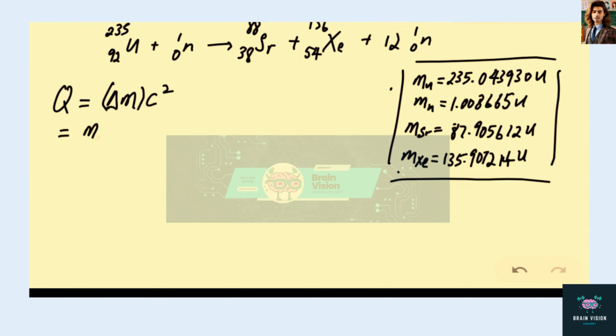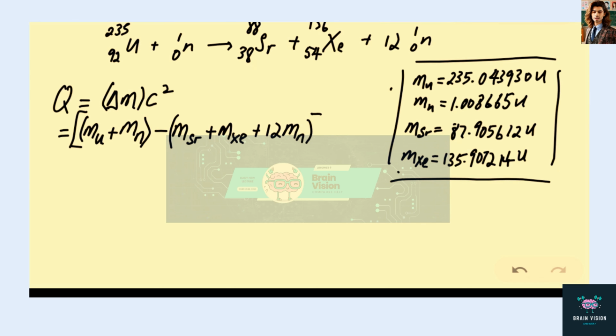So we have mass of uranium plus mass of the neutron, subtracted by mass of the strontium, mass of xenon, and 12 times the mass of neutron. Right? We have 12 neutrons as our final product. Multiply everything by c squared, and we should get the answer.